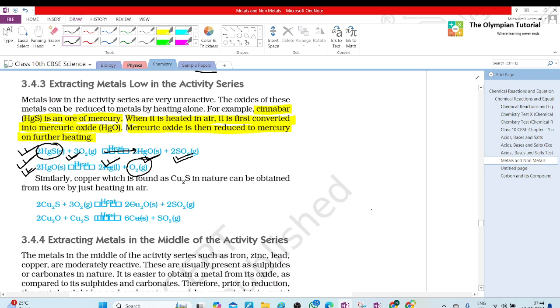Next one is copper. Copper, which is found as Cu2S, copper sulfide in nature, can be obtained from its ore by just heating in air. Because when copper sulfide is heated with air, we will get copper oxide and sulfur dioxide. Copper oxide, again with copper sulfide, will give copper and sulfur dioxide. You have to learn these balanced chemical equations.